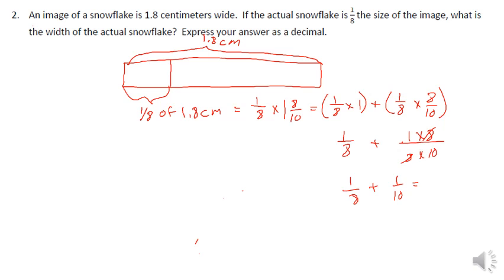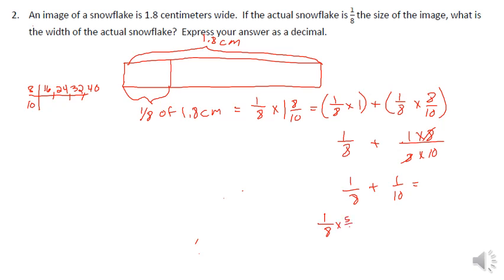Now to add these two fractions together, I've got to find a common denominator. I could go with 80, but I want to see if there's a lower common denominator. And I know that the 10 is always going to end up with a 0 at the end. So let's skip count by 8: 8, 16, 24, 32, 40. So 8 can go into 40.